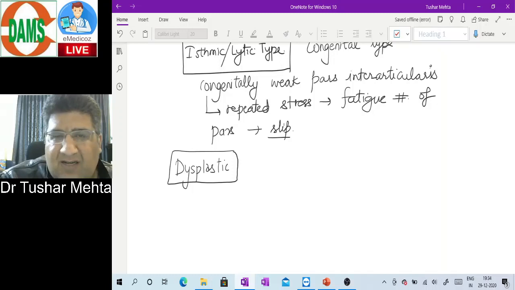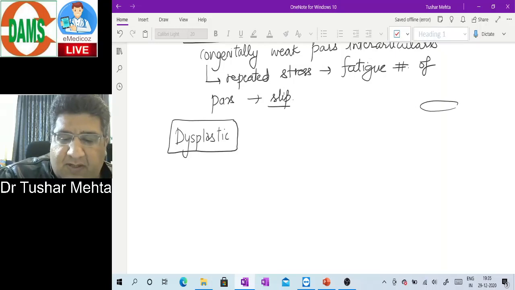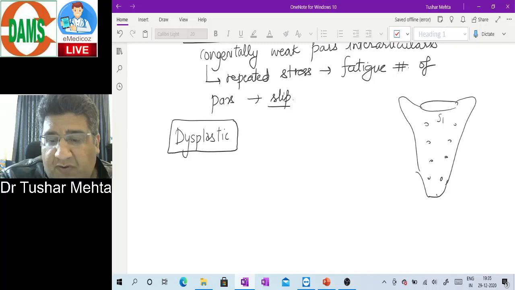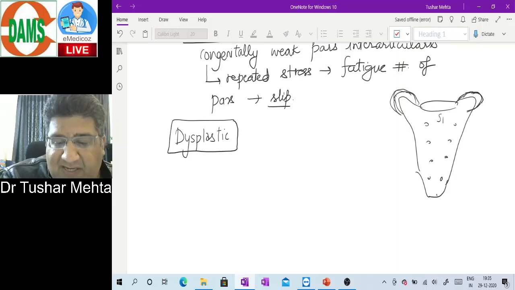I'm sure you guys are aware of the sacrum bone. I'm sure you guys are aware of something which is called the S1. And I'm sure you guys know that is called the sacral promontory. And I'm sure you are aware that these are basically the sacral ala. We call them sacral ala. We call them sacral wings.